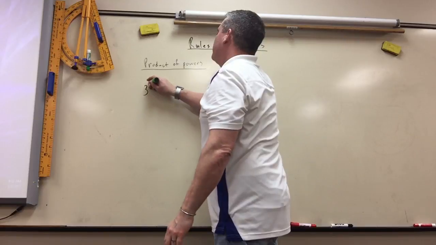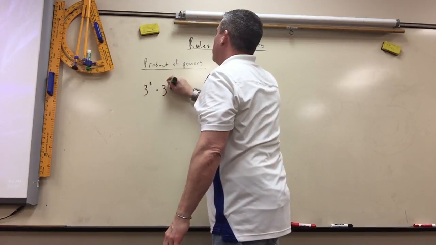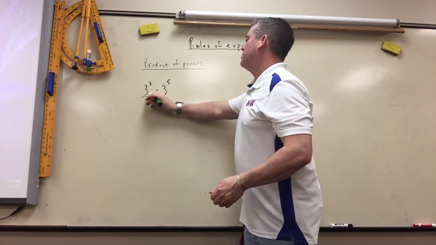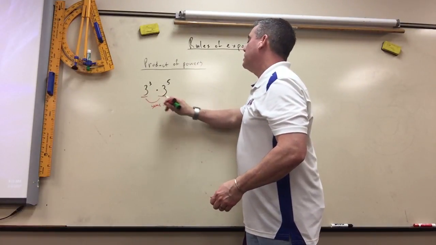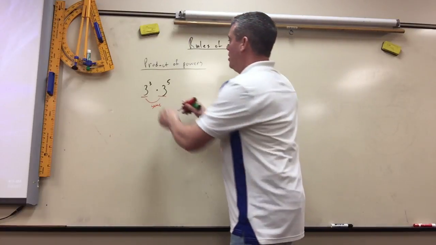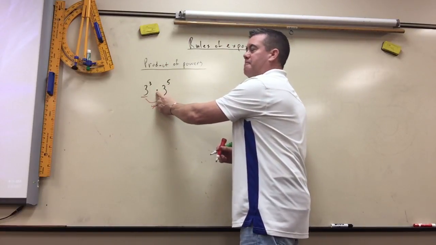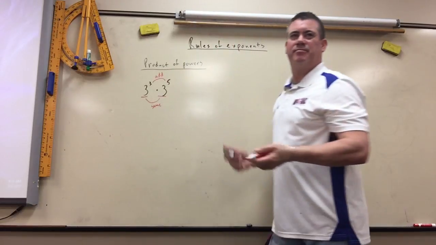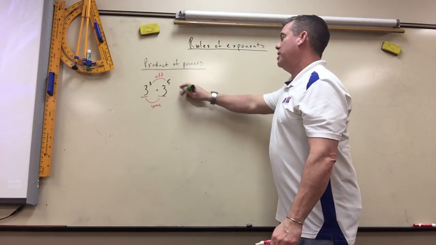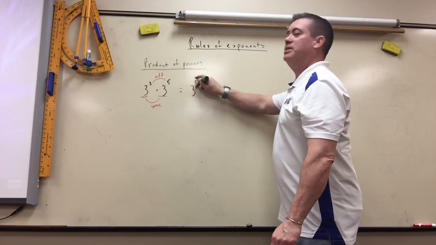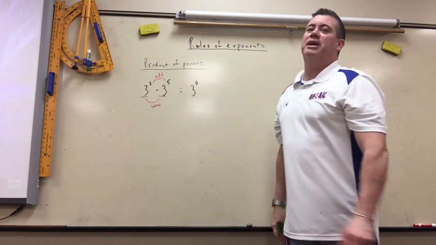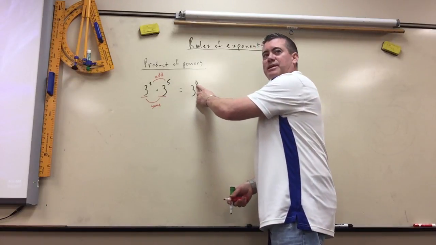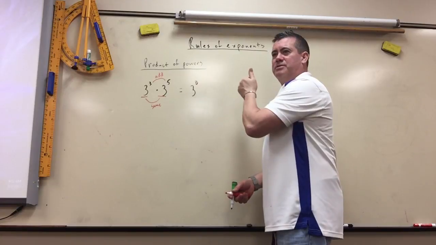If you've got two numbers that have the same base, to simplify this, that's why it's product, because they're being multiplied. What you do is you add the exponents. Maybe you remembered that. 3 to the 3rd times 3 to the 5th is 3 to the 8th. So if they tell you to write it as a product of powers, that means you don't have to solve it. You just got to write it that way, which is what we're doing in today's assignment.